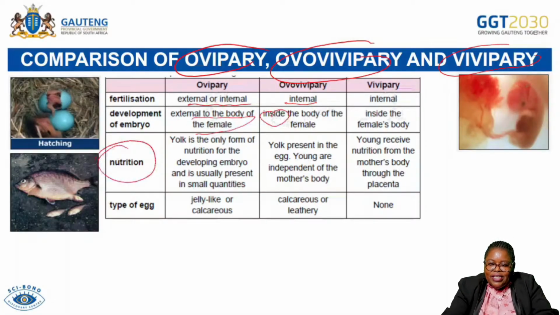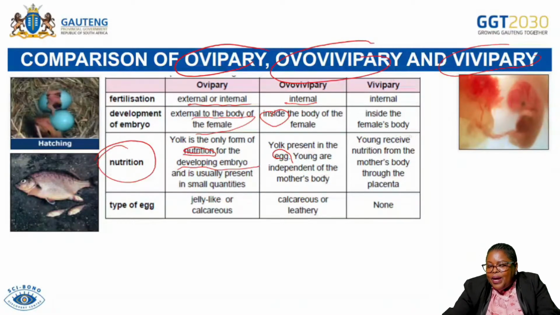For oviparity, for an example, the yolk is the only form of nutrition for the developing embryo. And then in oviparity, we're looking at the nutrition. Remember, the yolk is present in the egg, and the young are independent of the mother's body. What about viviparity? Young receive nutrition from the mother's body through the placenta.